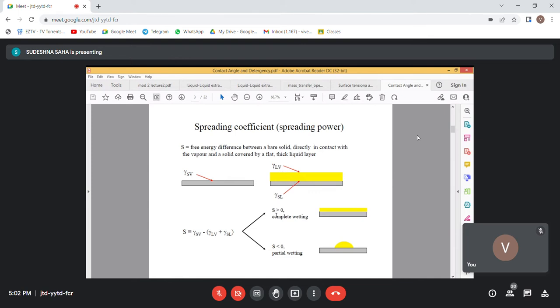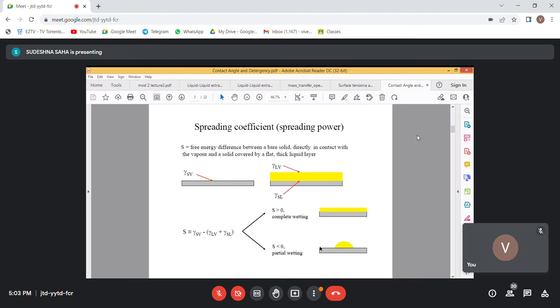If the spreading coefficient is greater than zero, there will be complete wetting, whereas if the spreading coefficient is less than zero, there will be partial wetting, and you will see this kind of phenomenon, a drop formation on the surface. I don't know whether you have noticed, during rain, if a drop is forming on your car's window glass or the front glass, you will see that it forms one drop sitting on the surface, okay?